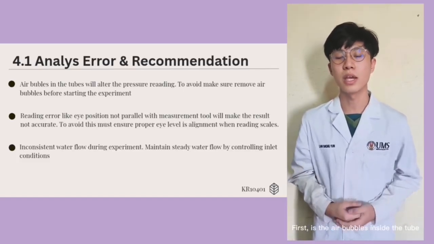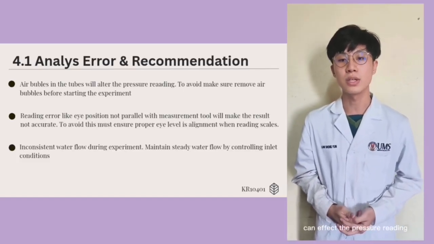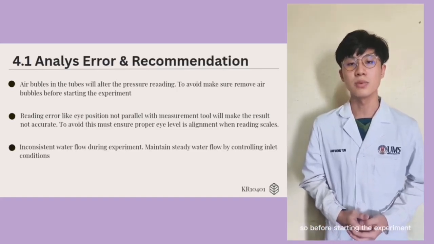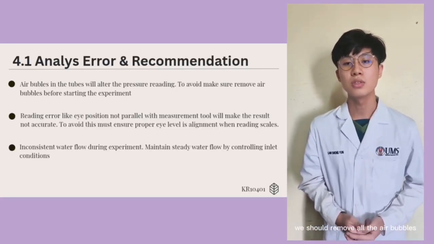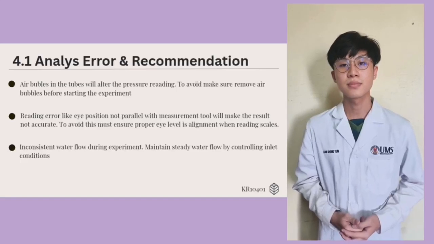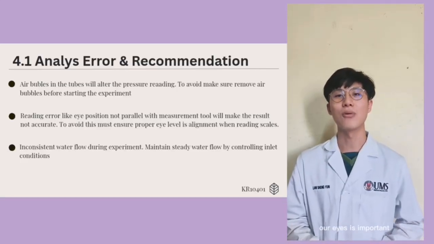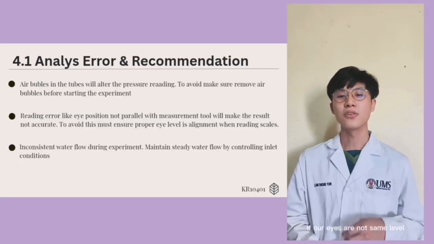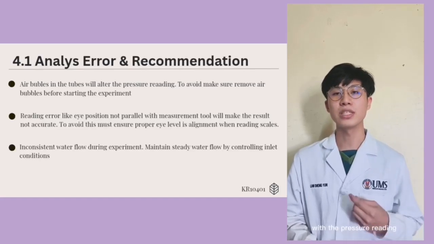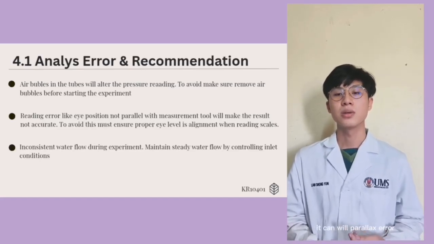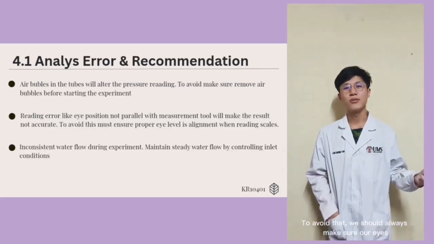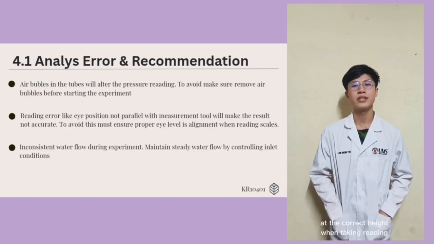Now, let's look at the sources of error and how we can improve the experiment. First, the air bubbles inside the tube can affect the pressure reading. So before starting the experiment, we should remove all the air bubbles to make sure the reading is accurate. Second, when we read the pressure scale, our eyes are important. If our eyes are not at the same level as the pressure reading, it will cause parallax error. To avoid that, we should always make sure our eyes are at the correct height when taking readings.